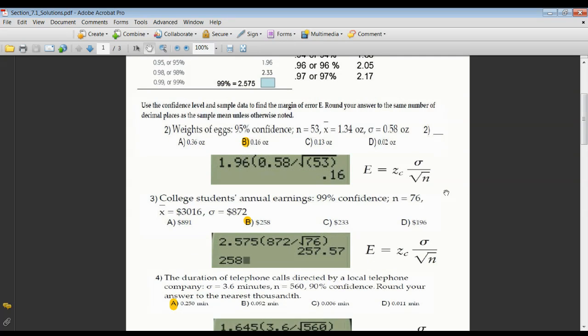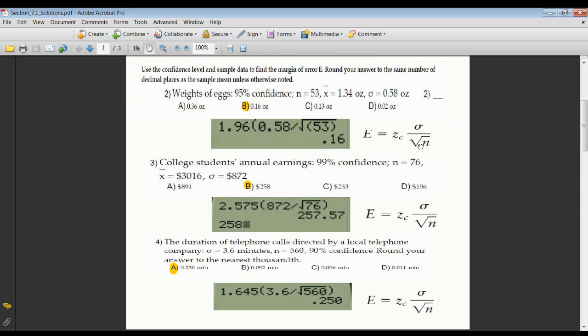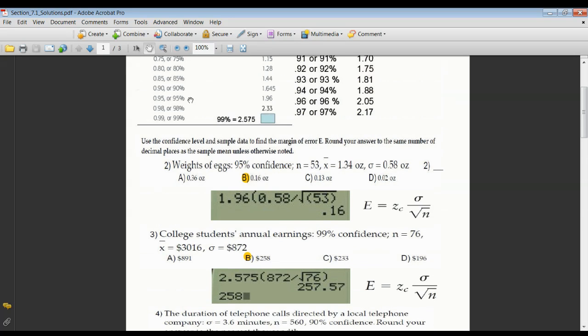Numbers 2, 3, and 4, I'm asking you to calculate the error. Well, here's the formula how you calculate the error when sigma is given to you, when sigma is known. All right, sigma being the standard deviation of the population. All right, so I'm looking for a 95% confidence level. The Z score that's associated with 95% is right here, 95%, 1.96.